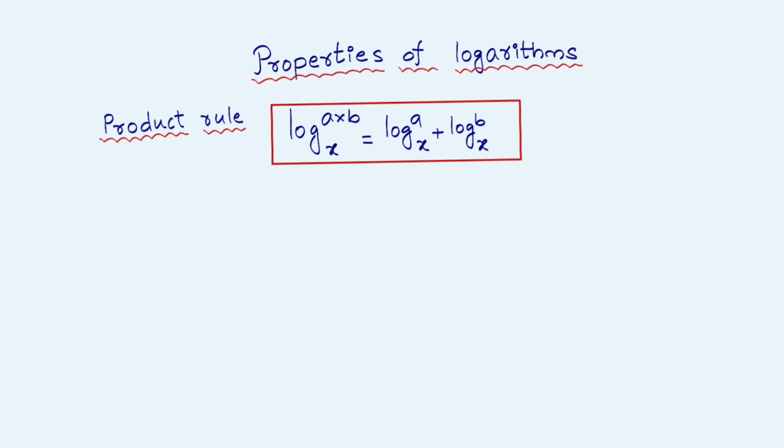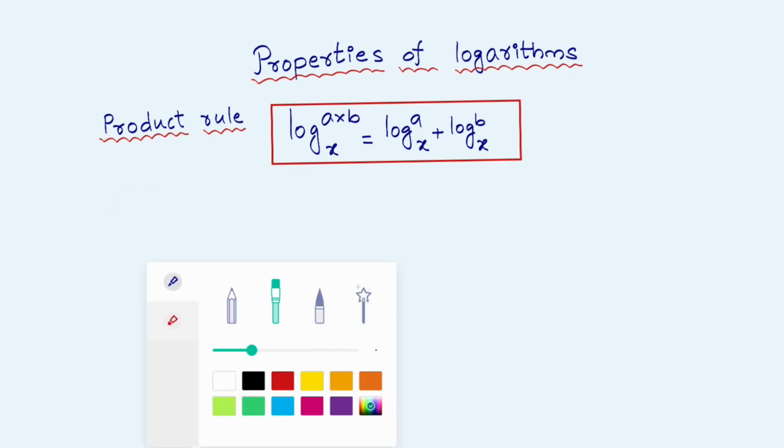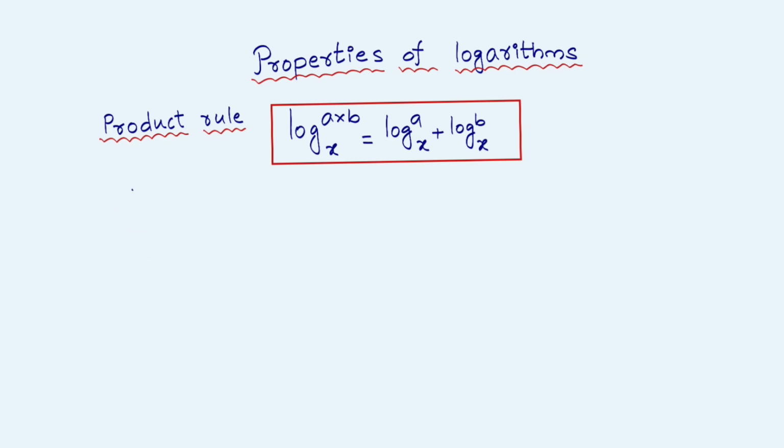Now let's see how to prove it. To prove it, we will consider this first term, log a to the base x. So to prove this, let log a to the base x be equal to p. This is the logarithmic form. We consider it as some p value.